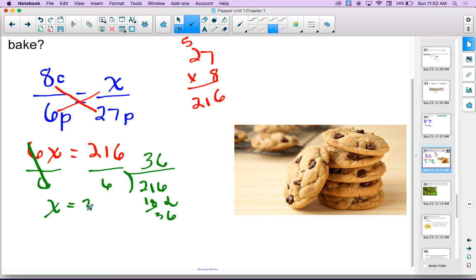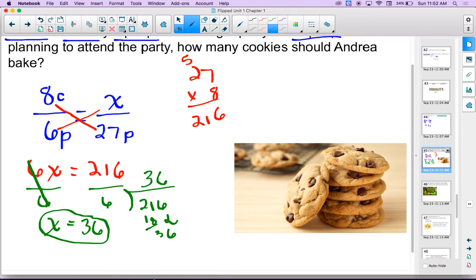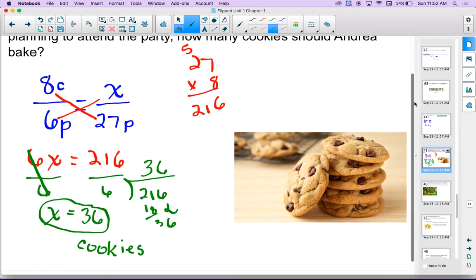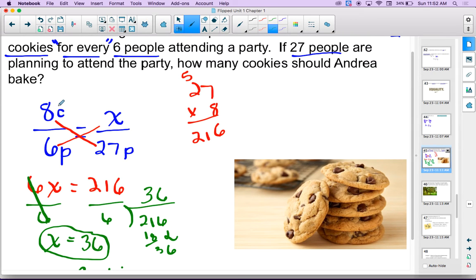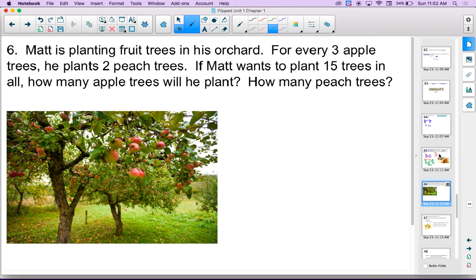So that tells me that if Andrea knows there are 27 people coming to the party and she wants to bake her cookies in that specific ratio at the top, then she needs to bake 36 cookies to make sure that she has enough cookies for every person at the party. Okay, so this is how we use proportions to solve word problems. We write our proportion, we line up our like units, people and people, cookies and cookies, and then we can cross multiply.